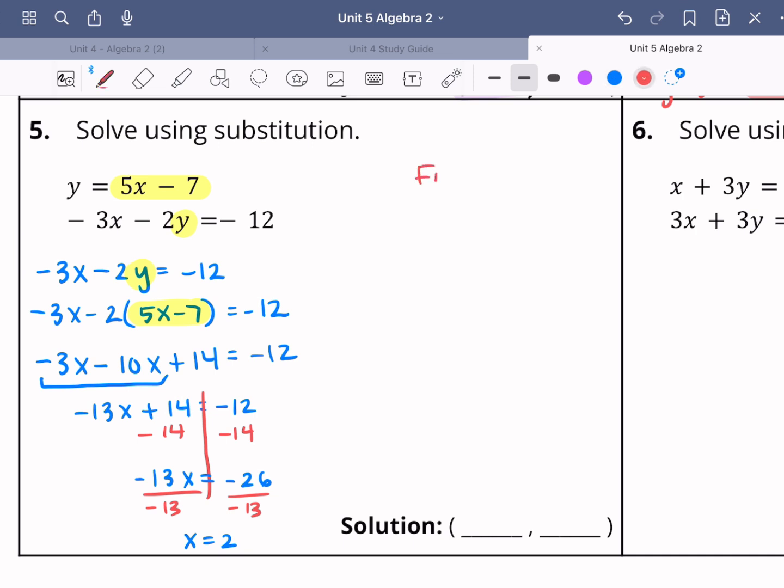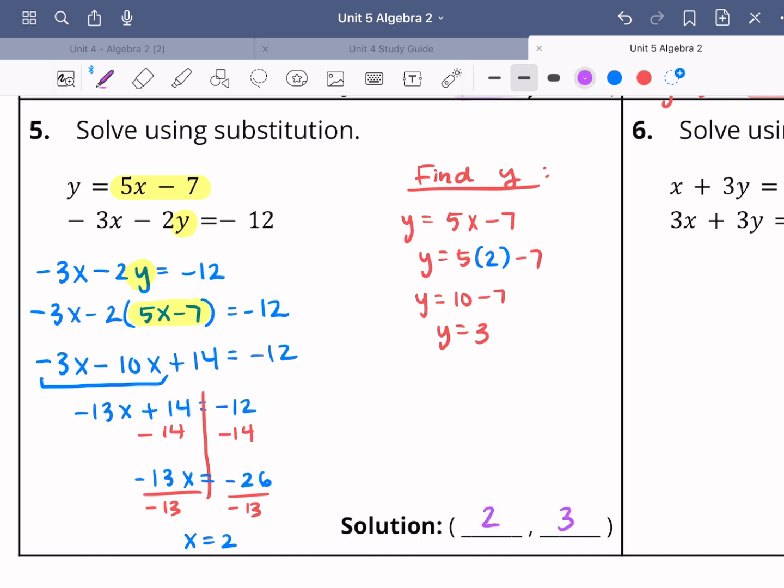To find my y value, I simply substitute it into either of the equations. It doesn't matter which one, but the first one is going to be much easier. So my solution is at 2, 3.